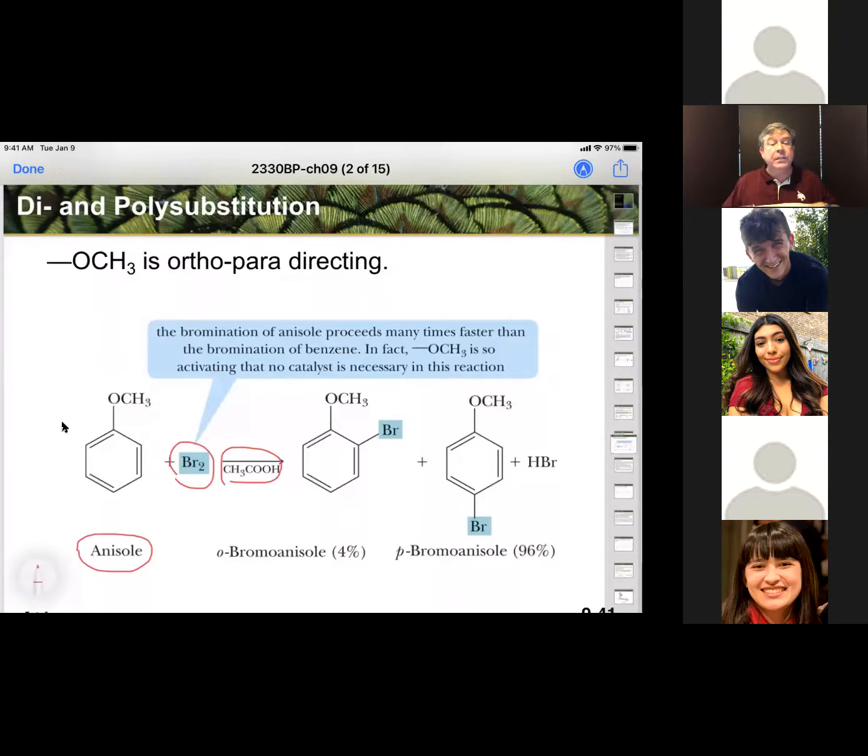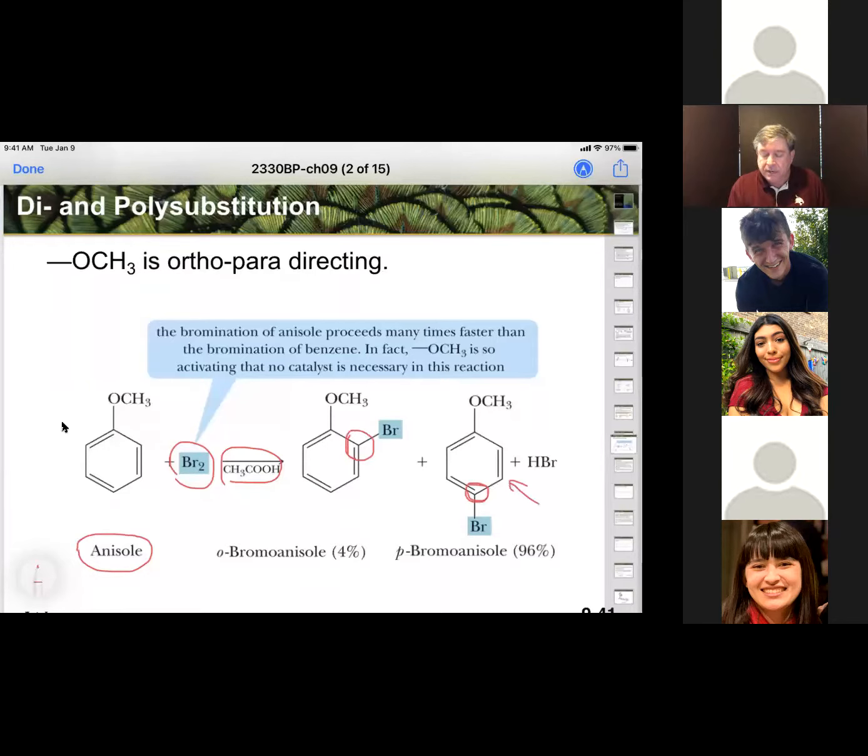Now, if we just added the bromine to it and looked at the products we got, we would see we get products at two different locations. We get some of it at this 2 position, or one off of the substitution position, and most of it at this 4 position, and none of it in this other position here.